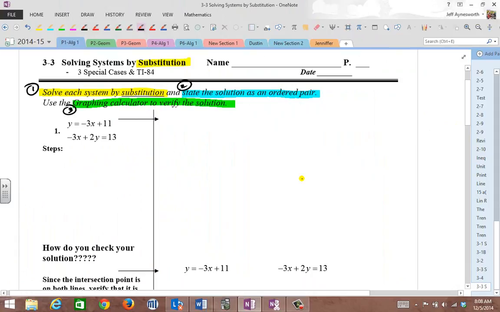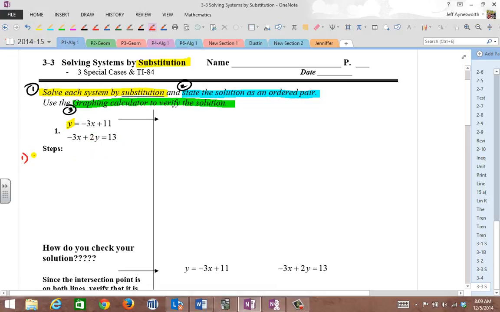But first, let's learn how to do it with a basic example and see how it goes. So we have a system here: y equals negative 3x plus 11, and the other one, negative 3x plus 2y equals 13. And notice here that we have one of the variables isolated. I see right here that we have the y variable already isolated, and that's a good thing. I chose this example because it's fairly simple. You already have a variable isolated.